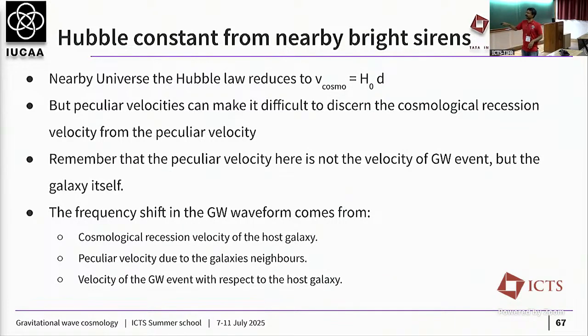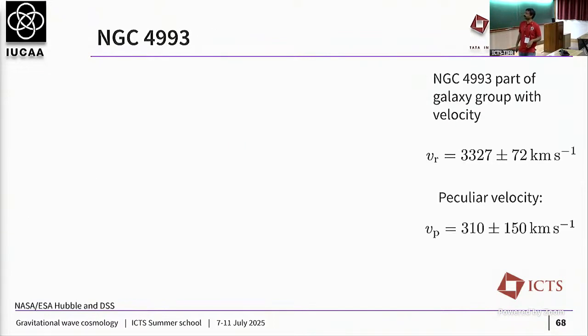But the frequency shift that you see in the gravitational waves that you receive will be related not to the velocity of the galaxy, but the velocity of the event itself, right? And so there's a lot of complications. Cosmological recession velocity of the host galaxy, then the peculiar velocity due to the galaxy's neighbors, plus the velocity of the GW event with respect to the host galaxy. So this is what will define the frequency shift. All these things you have to account for before you carry out the analysis.